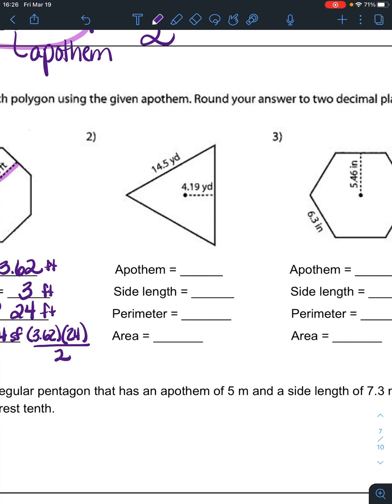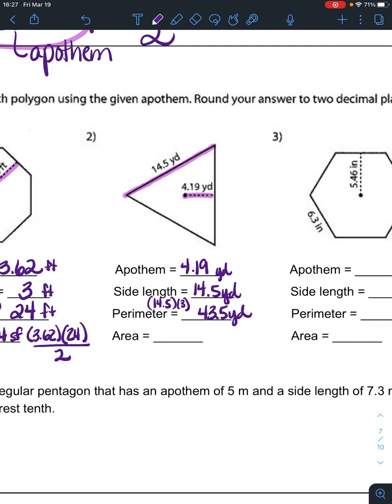The hardest part might be remembering what the shapes are and how many sides there are. So I have my apothem, which goes from the center perpendicular. I have my side length, that's 14.5. So my apothem is 4.19 yards. My side length is 14.5 yards. My perimeter, it's 14.5 on each side, and there are 3 sides. So 14.5 times 3 is 43.5 yards. Then I ask for the area.